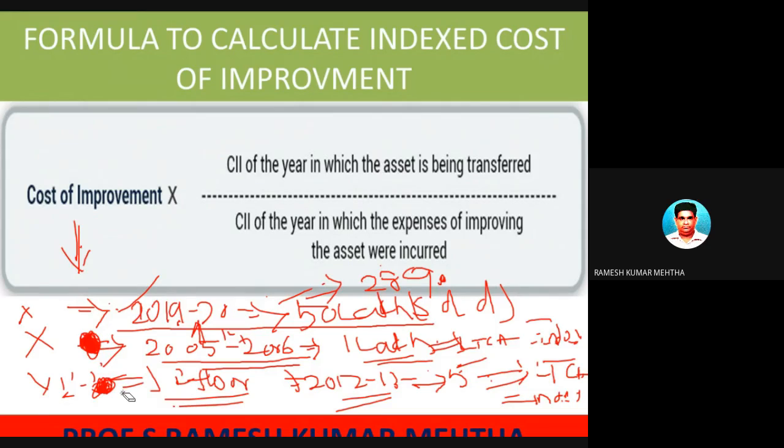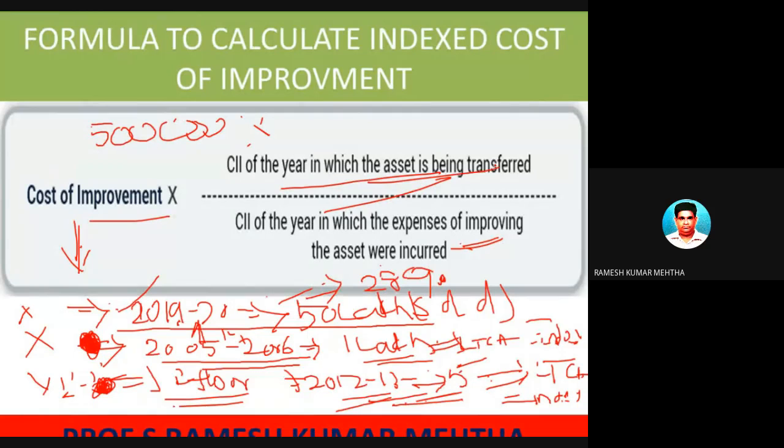So let's do the index cost of improvement. The formula is there in front of you. Cost of improvement: how much was the cost incurred for improving the house? It was 5 lakh rupees. So 5 lakh rupees into the cost of inflation index in the year in which the asset was sold. This whole building was sold in the year 2019-20, whose CII is 289. Already we spoke about this.